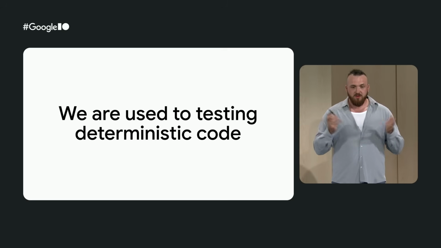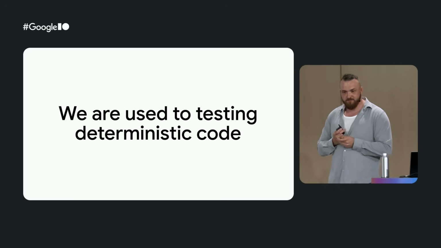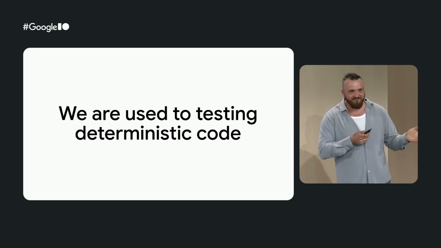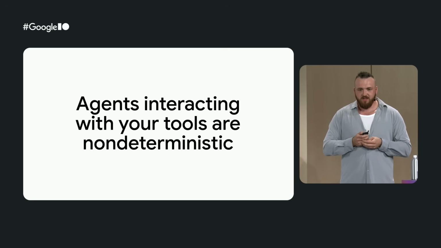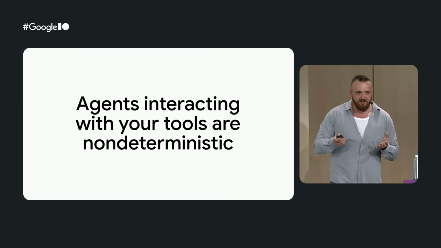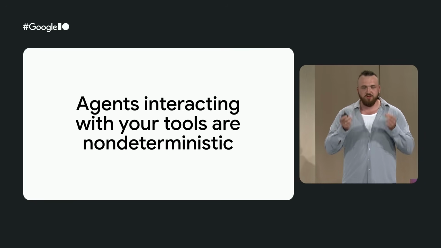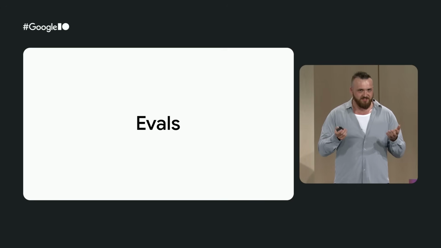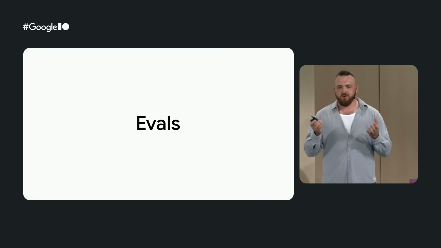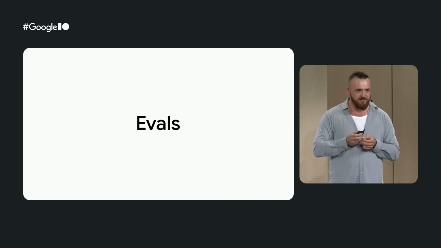Yeah, so we are used to testing deterministic code, right? If A, then B. And here, we are dealing with something new. AI agents that will interact with your tools are non-deterministic, right? And we'll need different techniques to make sure they work well with our tools. These techniques are called evaluations, or evals for short. And while evals involve new workflows, your existing testing experience carries over directly to building great evals.